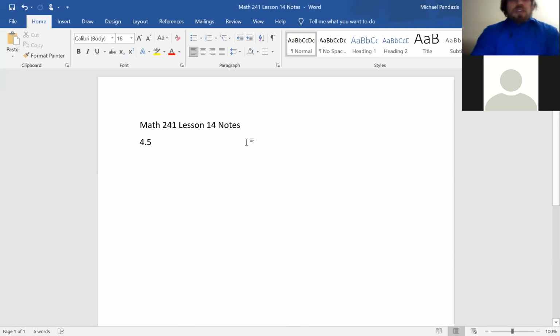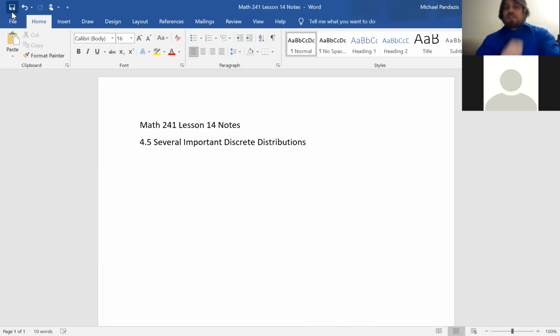Okay, so 4.5 is several important discrete distributions. Okay, right, so I talked about a sample space, right? And so a discrete distribution has to do with that. So let's start 4.5.1. That's called the discrete uniform distribution.